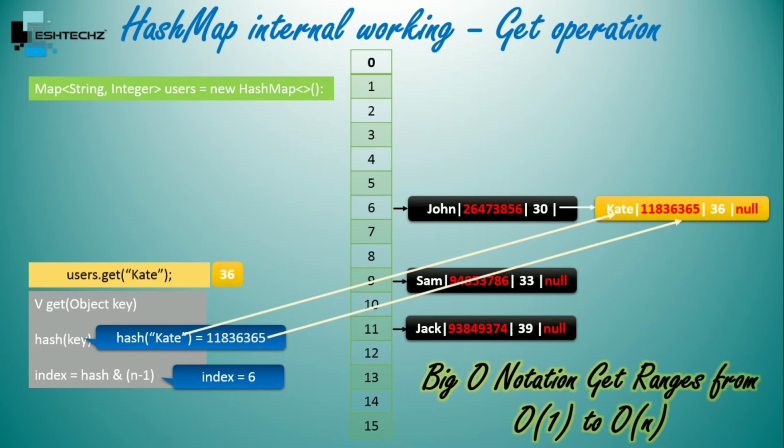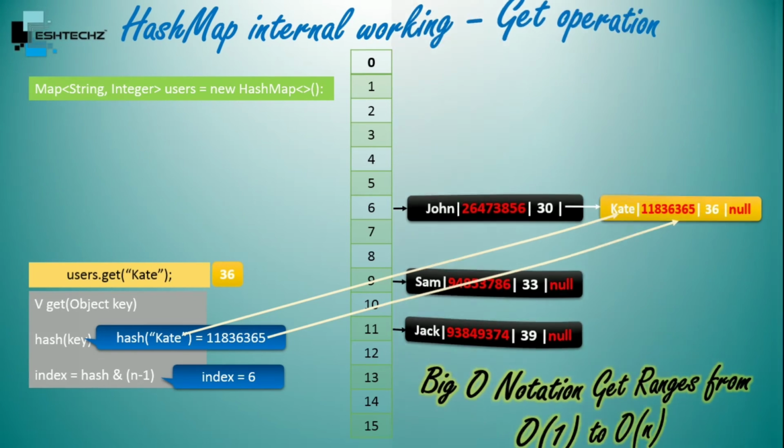Now for the get operation, the range is from O of 1 to O of n. The reason is, let's say we have lots of collisions on node 6. In this case, it will become a linear operation, and that's why the big O notation is O of n. But in the ideal case, when we don't have collisions, the performance is O of 1. So this is how HashMap internally works.